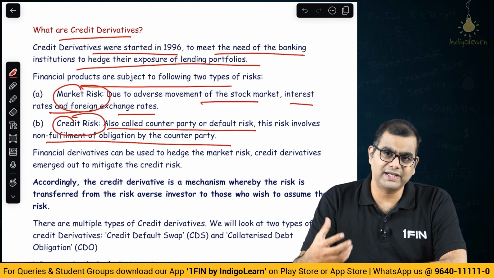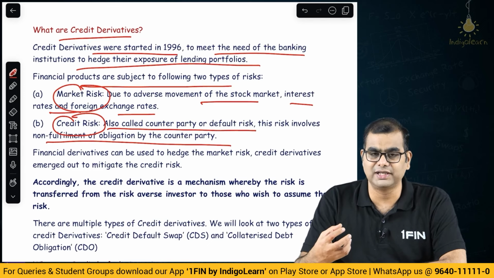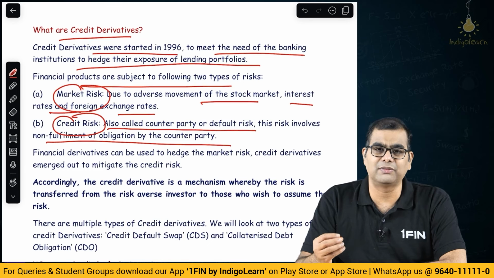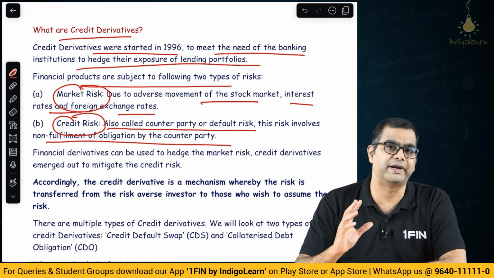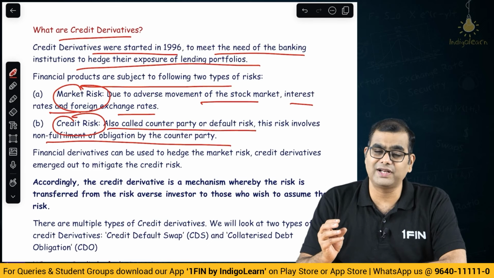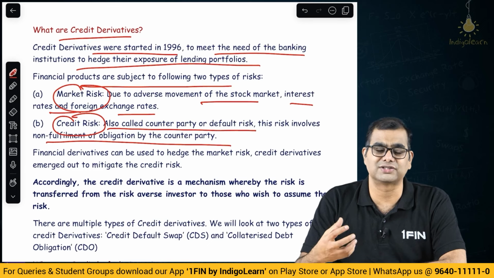So whenever there are risks in a bond which indicate that the bond may not be repaid, that the bond has a high likelihood of not being repaid, such a risk reflects in the price of a bond, and such a risk is called credit risk. So credit risk also gets reflected in the price of a bond.